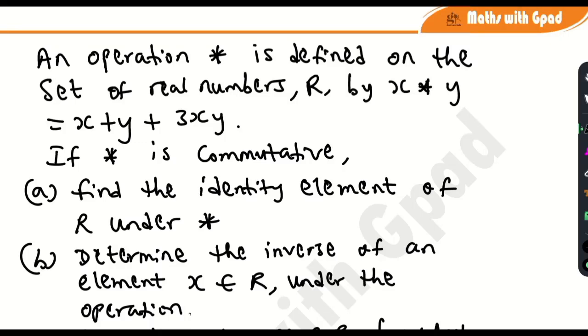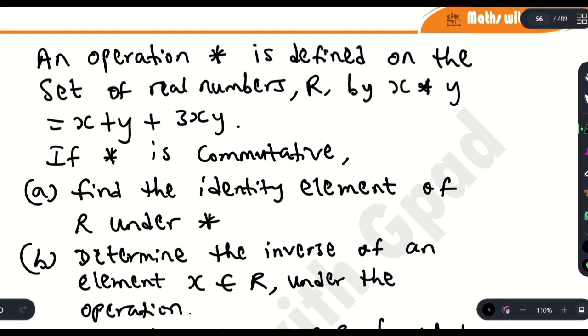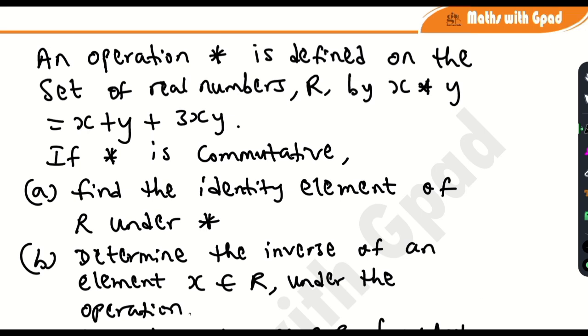In this video, I'm going to be talking about binary operations. As you can see before us, we have this question which says, an operation, this asterisk, is defined on the set of real numbers R by x asterisk y is equal to x plus y plus 3xy.